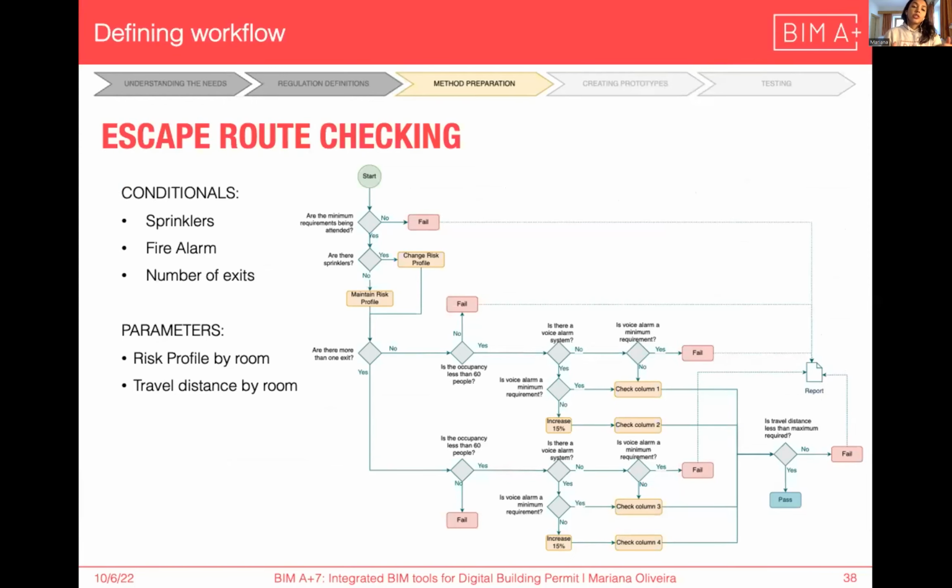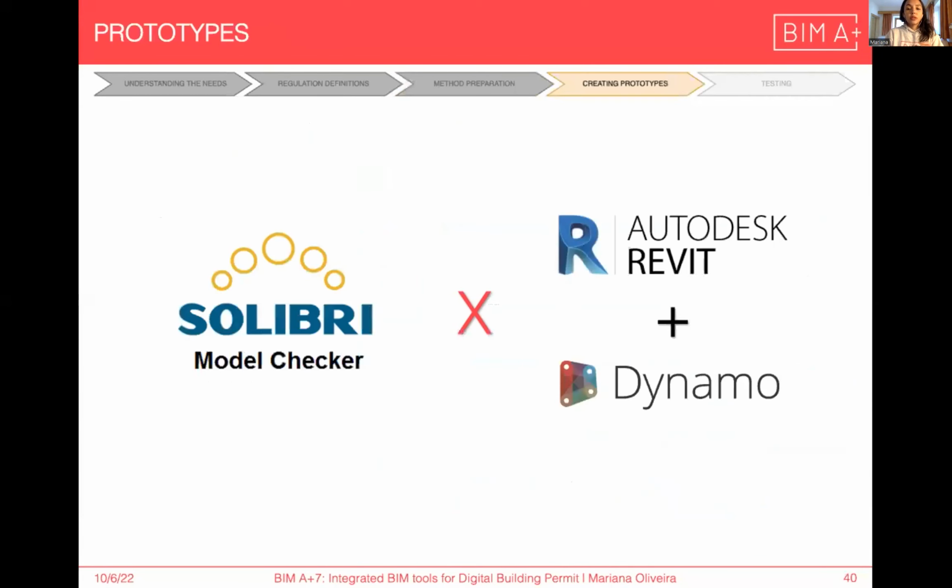Some of the conditions are whether the building has sprinklers, whether there are fire alarms, and how many exits there are. This is going to change how long the travel distance can be. The risk profile, the use of the rooms, also changes how long the distances can be and how wide the doors can be, and this kind of thing. So we developed this workflow, and it was applied in creating the prototypes. We used Solibri Model Checker, and we also used Revit and Dynamo to understand the difference between the two methods.